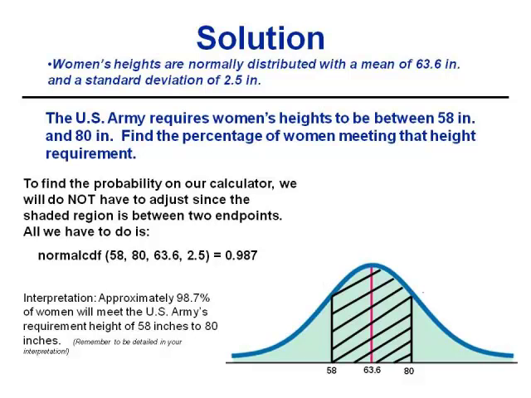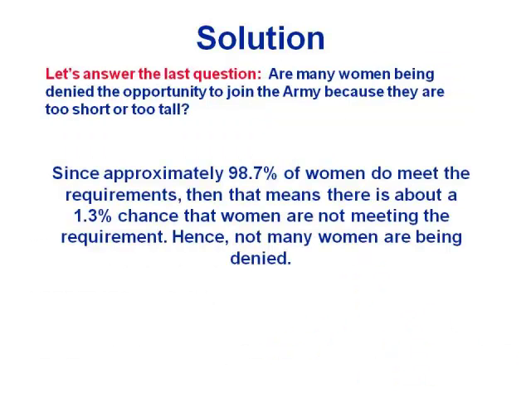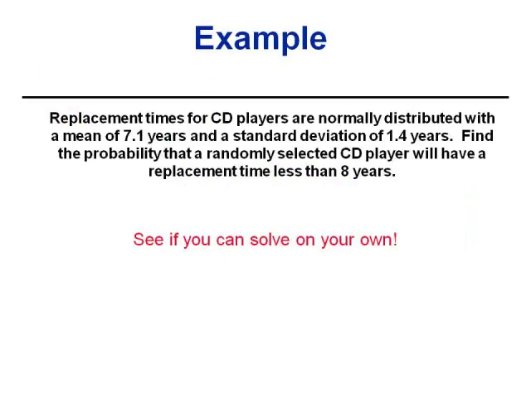So we've got Normalcdf 58 to 80, the mean and the standard deviation, and that comes out to 0.987, so 98.7%. So 98.7% meet the requirement. It really doesn't seem like too many women are being denied access to the Army because of their height. And one last example, so replacement times for CD players are normally distributed with a mean of 7.1, standard deviation of 1.4. Let's find the probability that a randomly selected CD player will have a replacement time of less than 8 years. So go ahead and pause it and try that on your own.